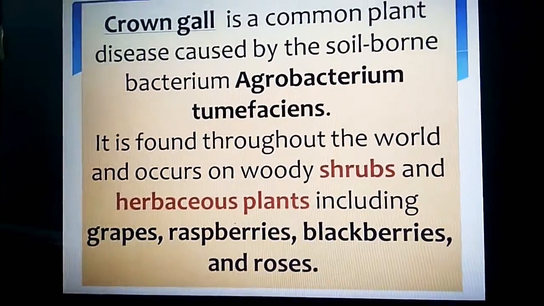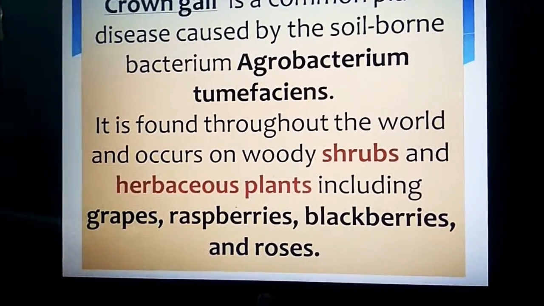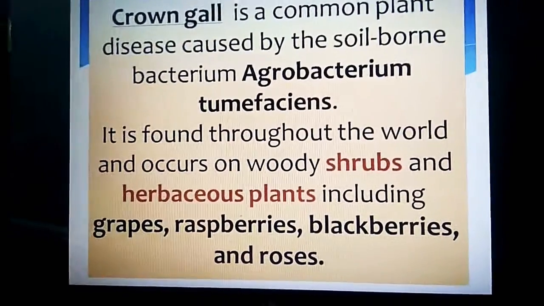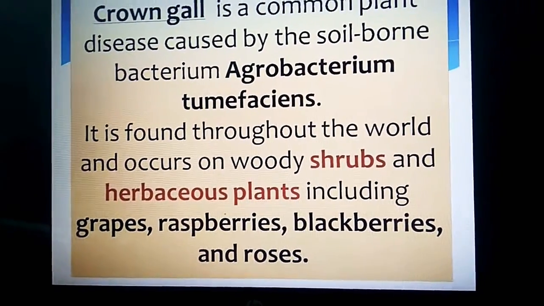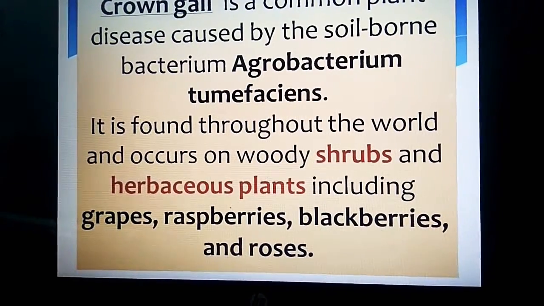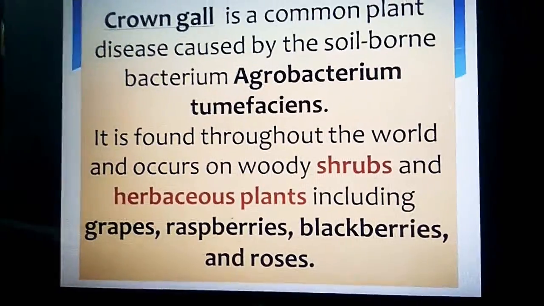Crown gall is a common plant disease caused by the soil-borne bacterium Agrobacterium tumefaciens. It is found throughout the world and occurs on woody shrubs and herbaceous plants including grapes, raspberries, blackberries and roses.